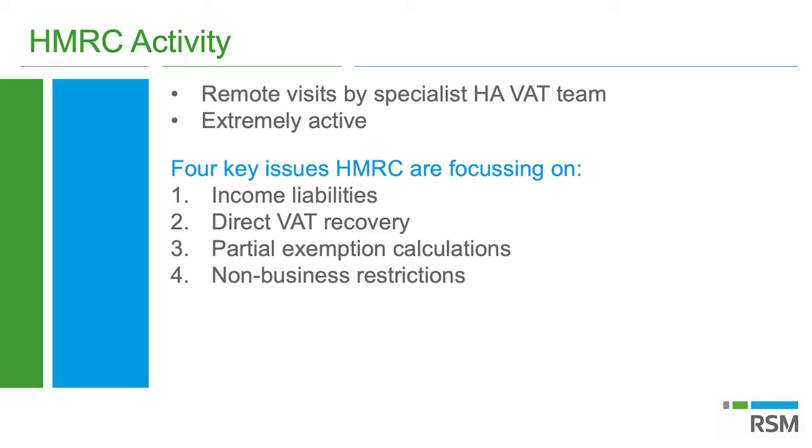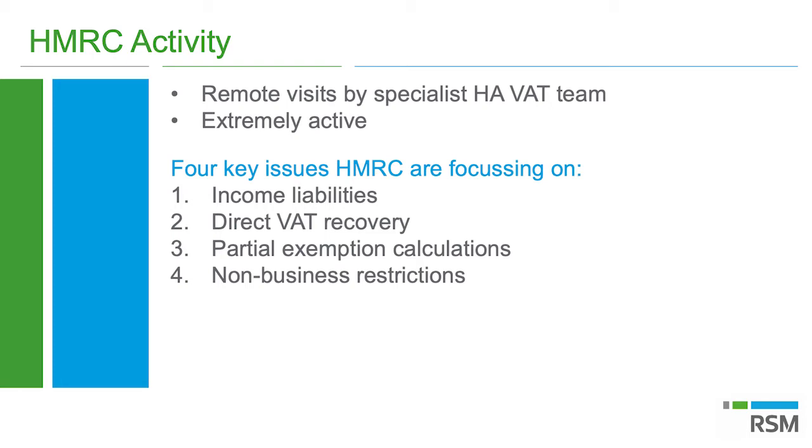Income. So each income stream of the housing association is discussed, and HMRC are obviously trying to identify income streams where VAT should be declared. Housing management arrangements are a particular focus, particularly where housing associations are working together, providing services to each other and to tenants.